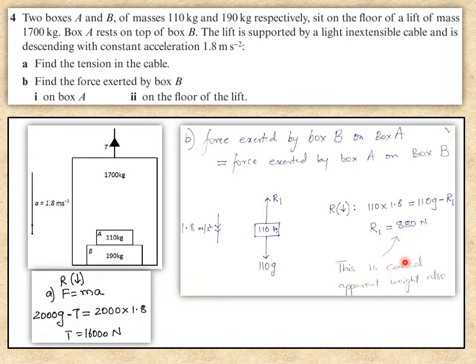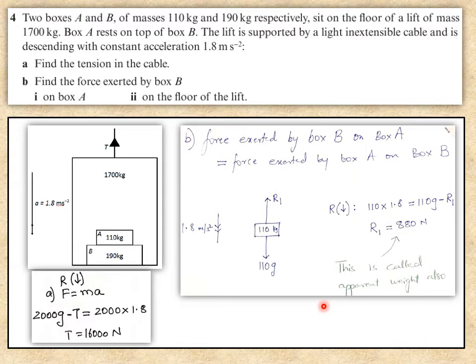This is also called apparent weight. When an object is in motion and accelerating, the effective gravity is not constant 9.8, so the weight will be different. That is why you have an apparent weight here. So this reaction force, R1, also gives you the apparent weight of the object. So the weight and the force, which is the same force exerted by box B on box A, is why 880 Newton.